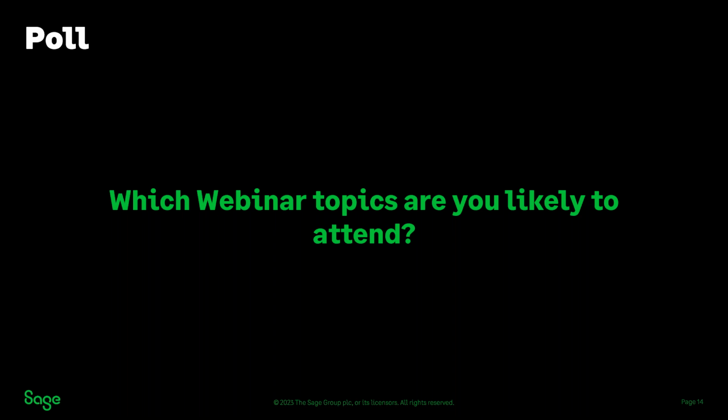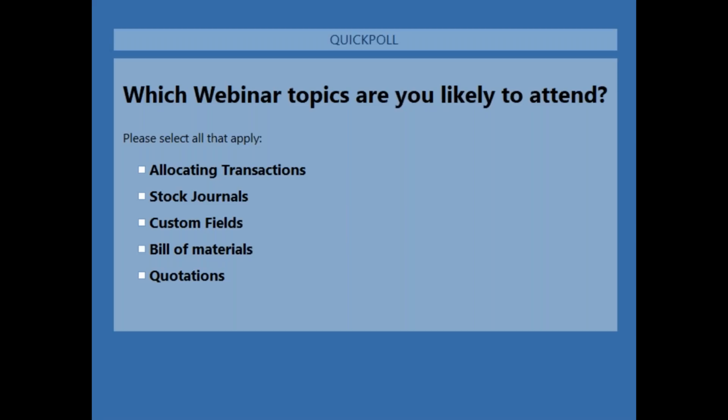Before I move on to Sage members, we're just trying to get an idea of what level of interest we can get from you on some topics. So these are multiple choice. We've got allocating transactions, stock journals, custom fields, bill of materials, and quotations. These are multiple choice as well, so you can vote for more than one. If none of them pique your interest, let us know. If you have any ideas that are not currently shown on the screen, please pop them in the chat for us so we can collate that information.